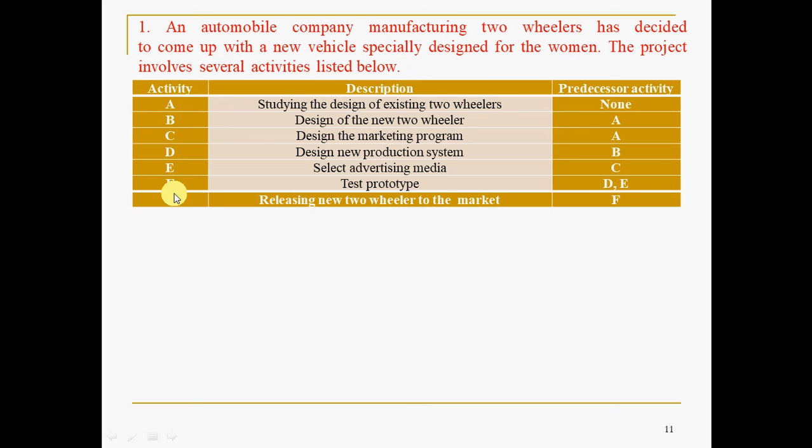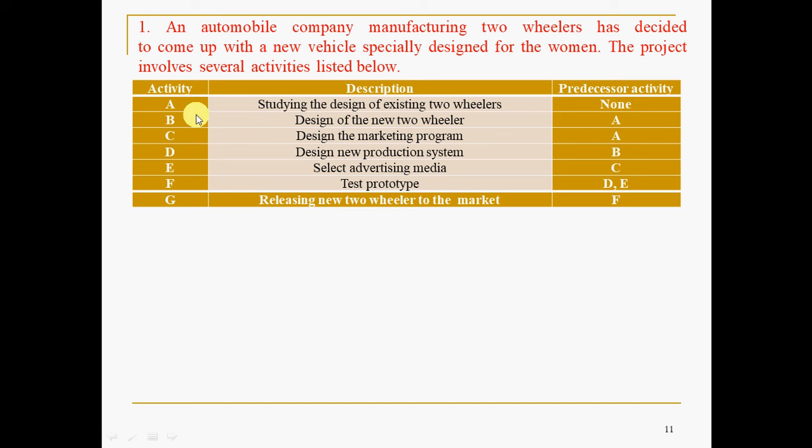An automobile company manufacturing two-wheelers has decided to come up with a new vehicle specially designed for women. The project involves several activities listed below. There are activities A to G, with description and predecessor activities given. The descriptions are: studying the design of existing two-wheelers, design of the new two-wheeler, design the marketing program, design new production system, select advertising media, test prototype, releasing the new two-wheeler to the market. Right from study to release, there are different activities, and the predecessor relationships are also given.